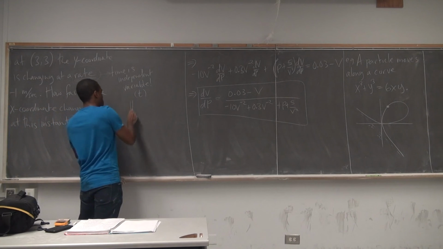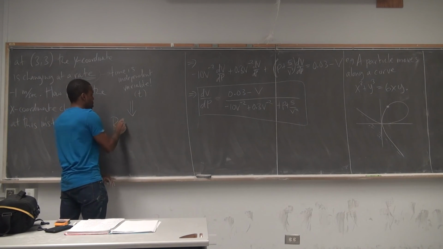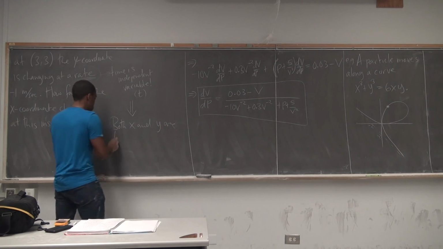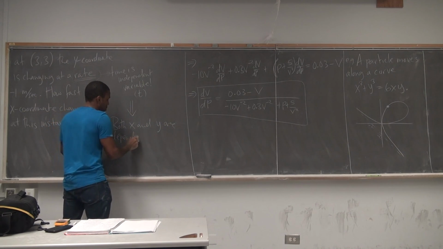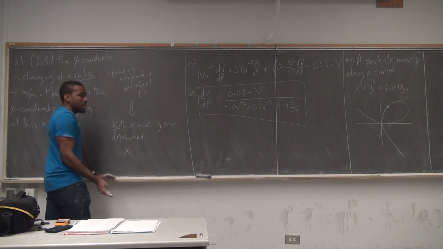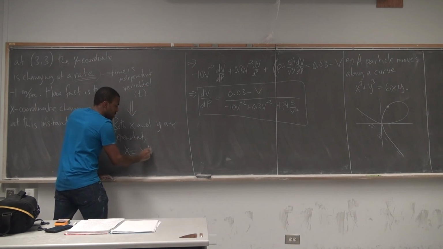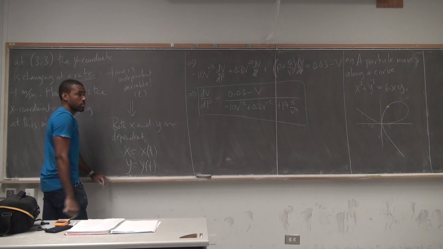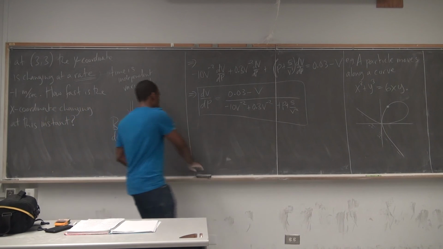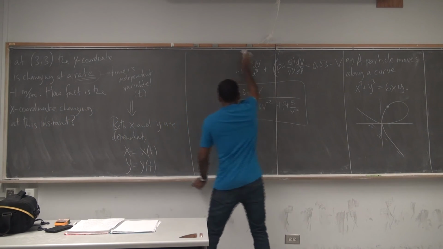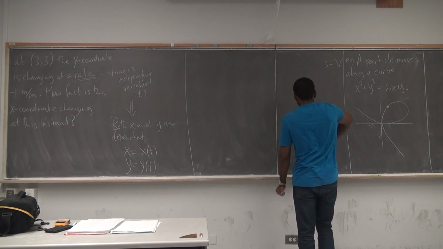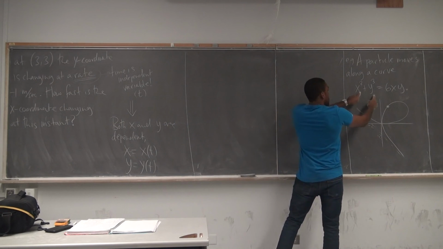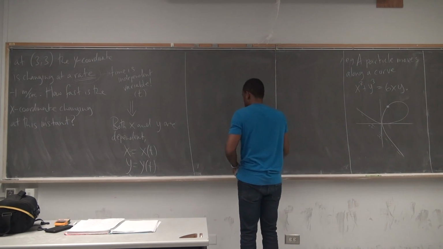So this means both x and y are dependent. In other words, I'm not just thinking of x as x. X is some function with t's in it. And y is not just y. Y is some function with t's in it. Right? They're both representative functions where t is the input. Which means in this equation here, both of these guys are dependent variables.